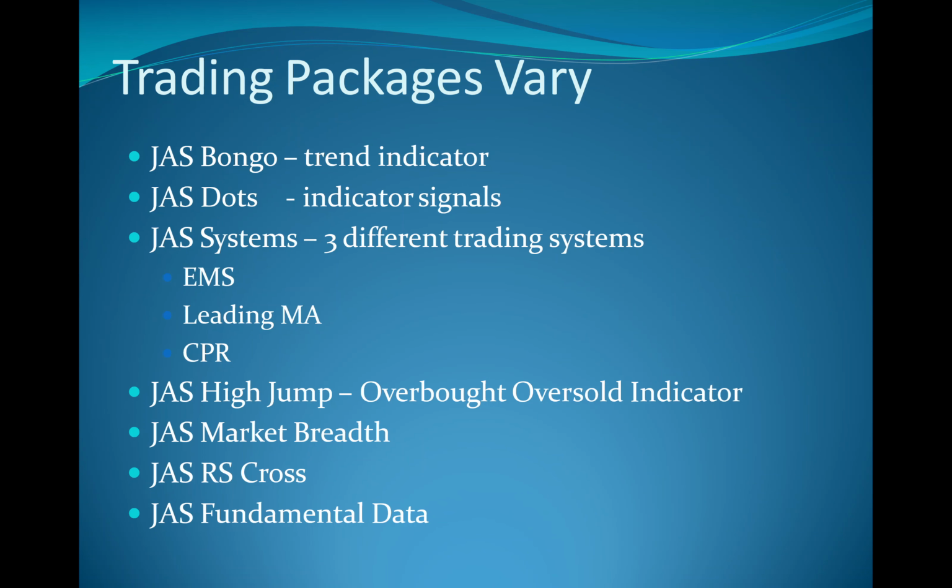So, trading packages vary. The JAS Bongo 3 time frames is on every package. On some of the packages, if you put an hourly chart, the top one's going to give you hourly. The next two are weekly or monthly pretty much across the board. My dots are available in every package. The 3 trading systems, the EMS is available in all 3. The leading MA and CPR are just in TradingView. High jump is in all the platforms.